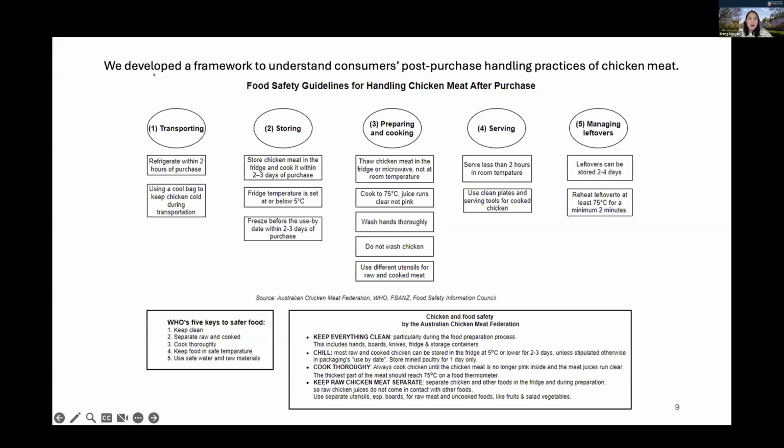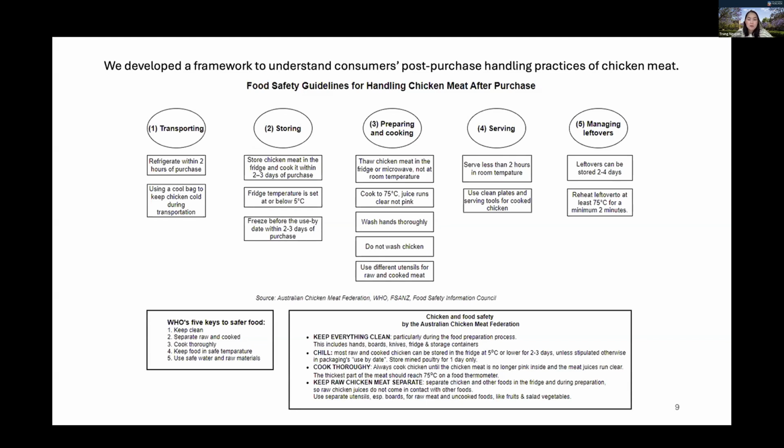In the bottom half of this slide, you see that we use reliable resources such as the Australian Chicken Meat Federation, World Health Organization, FSANZ, or Food Safety Information Council to see what the principles of food safety are that we could then apply to chicken meat and where they can happen in these stages. So we've got the WHO 5 keys to safer food: keep clean, separate raw and cooked, cook thoroughly, keep food at safe temperature, and use safe water and raw materials. These are consistent with what the Australian Chicken Meat Federation uses as a guideline for safe handling of chicken meat.